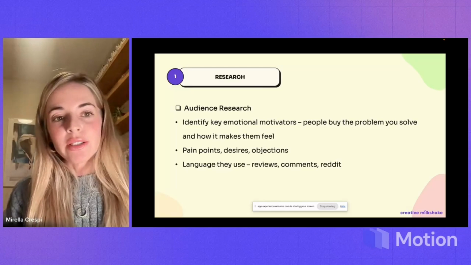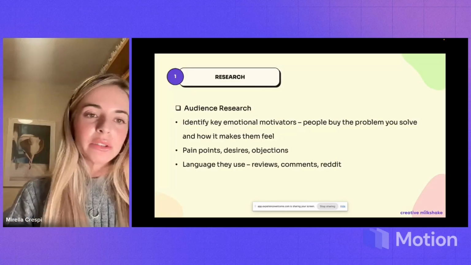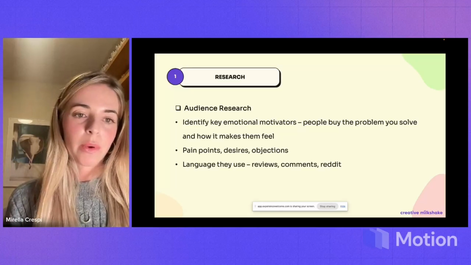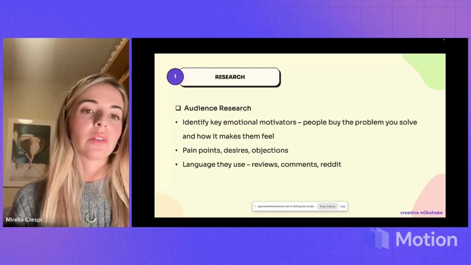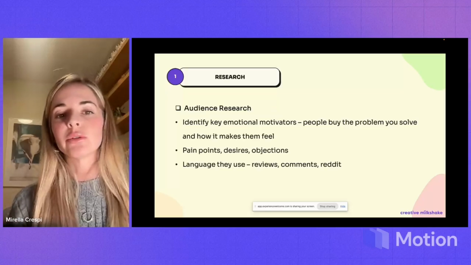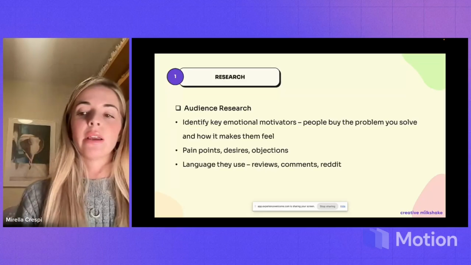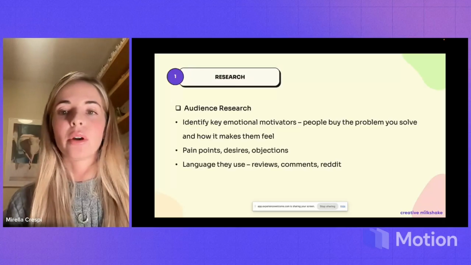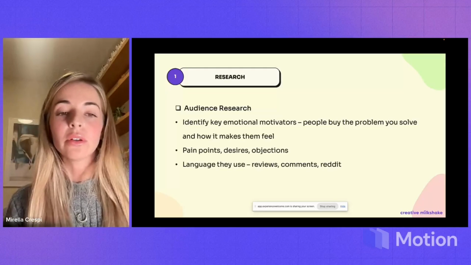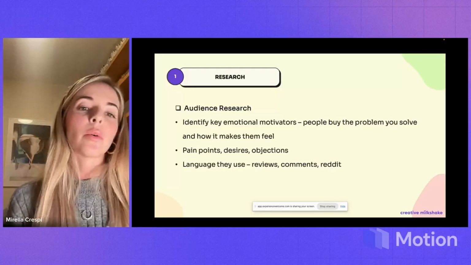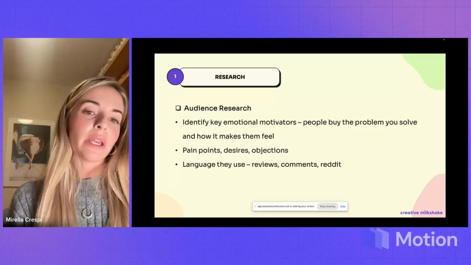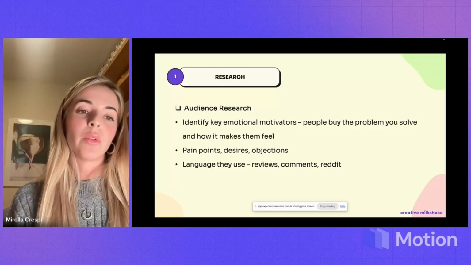So, second part is audience research, arguably the most important one. When we make direct response creatives, we're talking about identifying key emotional motivators. People buy the same things for different reasons, and they don't buy the product, they buy the problem you solve and how it makes them feel. So it really is so important to understand what is the consumer behavior behind those buying patterns.